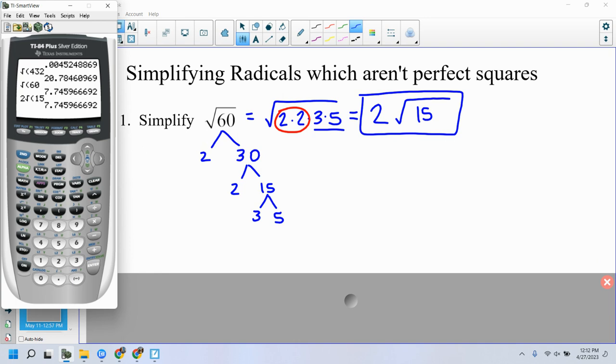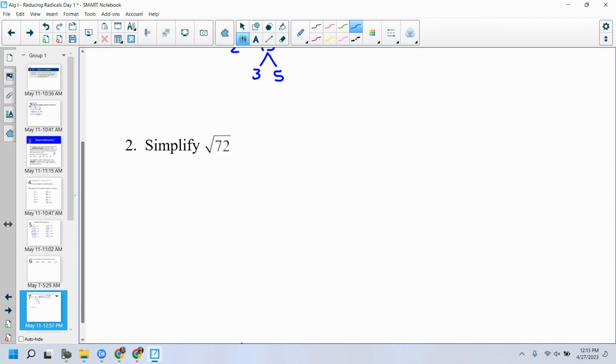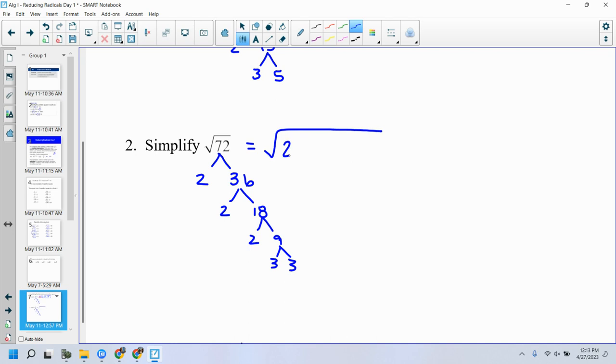Let's do that again. Square root of 72. Again, I like to keep dividing by 2. 2 and 36. And 36 is 2 and 18. And 18 is 2 and 9. And 9 is 3 and 3. So there's my factor tree for 72. Let's write it as its prime factorization. Okay, we've got 3 2s and 2 3s. This will be interesting.